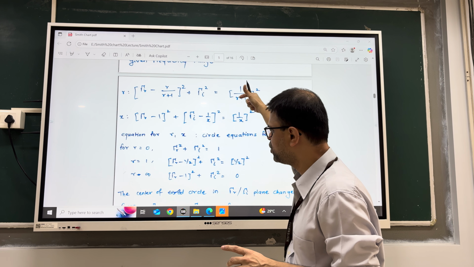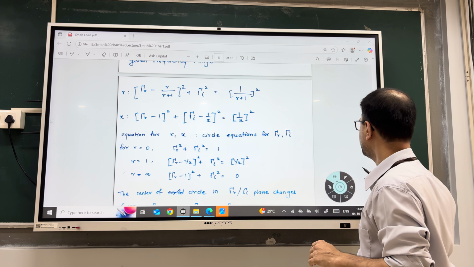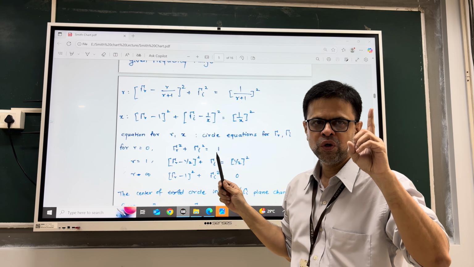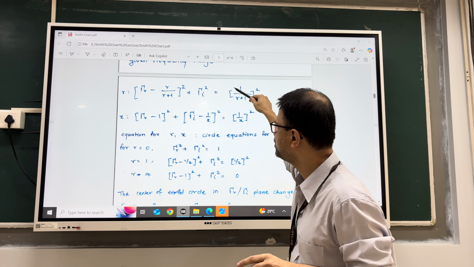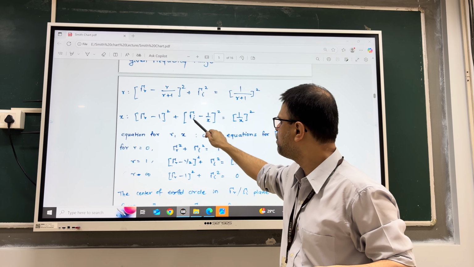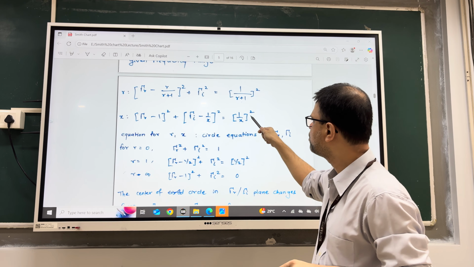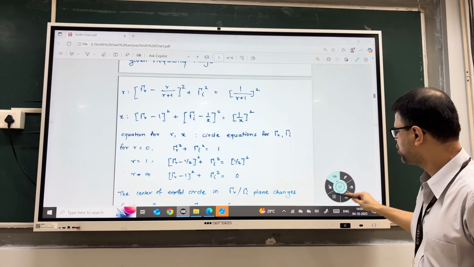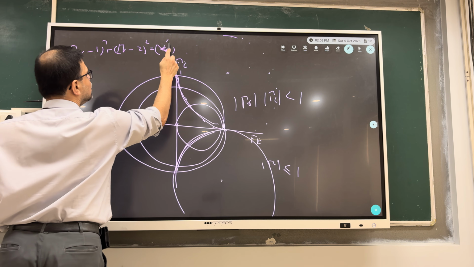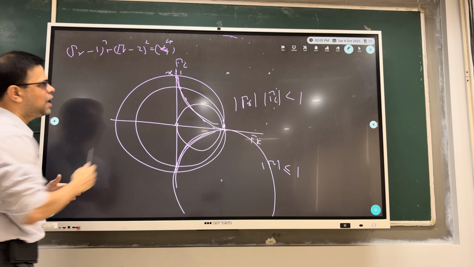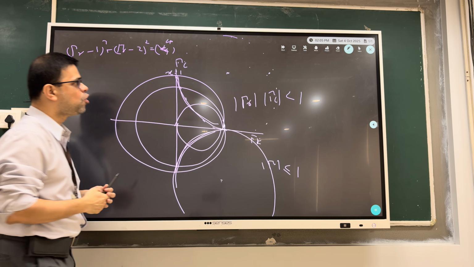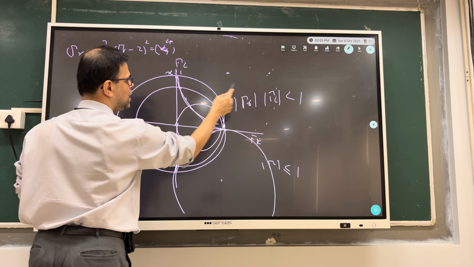A correction is to be noted here. I am saying x is equal to 1 by 2, so 1 by 2 means this becomes 2, and this also goes into the numerator. The equation is gamma r minus 1 the whole square plus gamma I minus 2 the whole square is equal to 4. That is the equation. So where will the center lie? The center will lie somewhere here, and the radius of that circle will be 4 units.